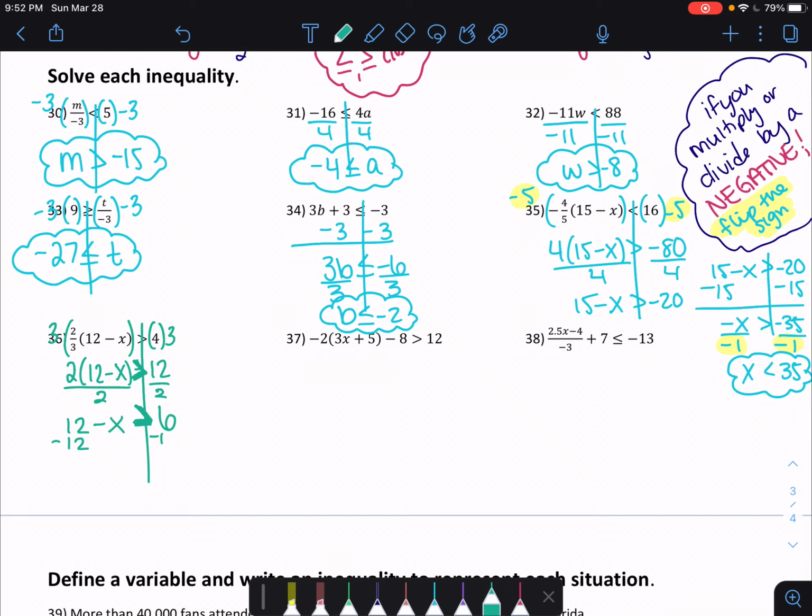And I'm going to subtract 12 from both sides, so -x is greater than -6. And then here, when I divide by a -1, x is less than 6.